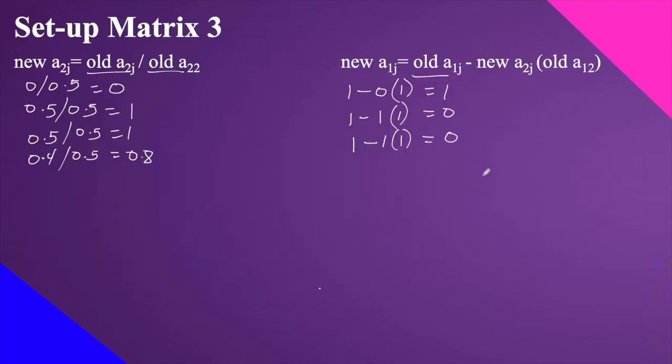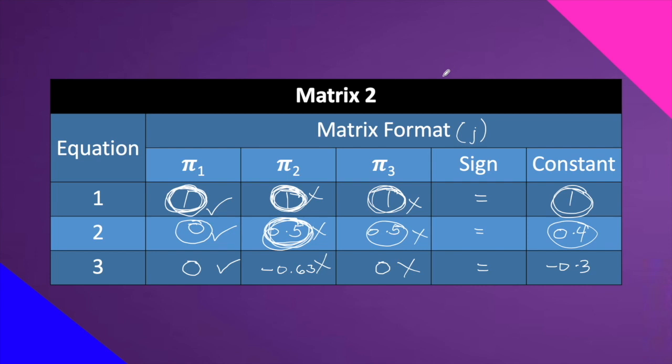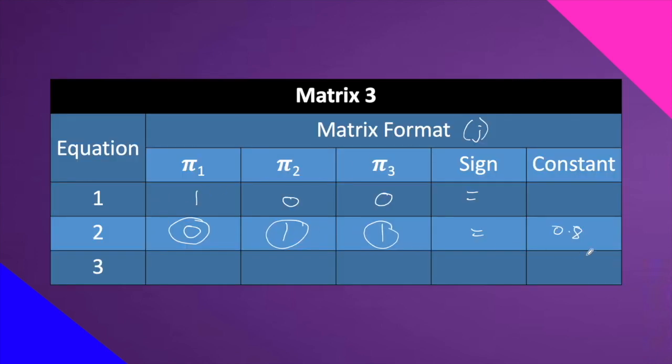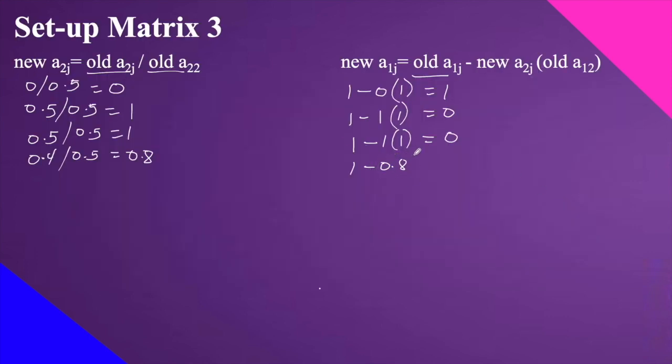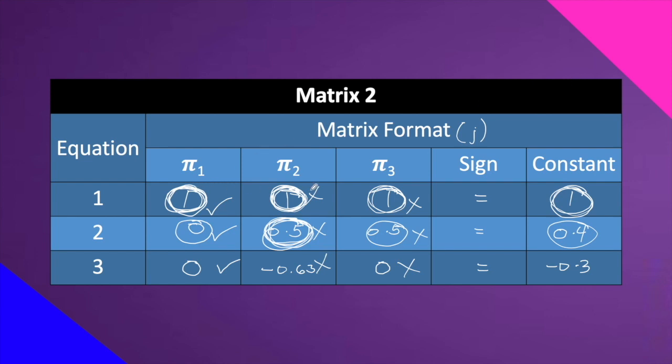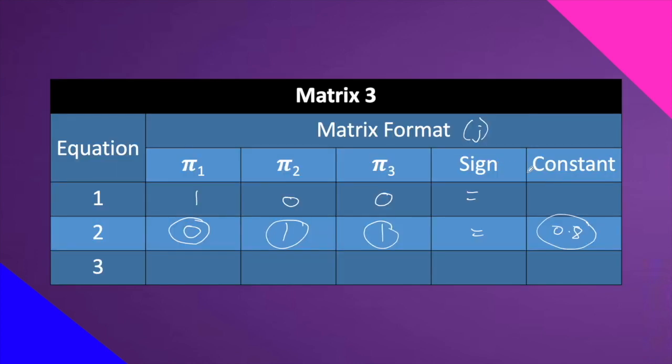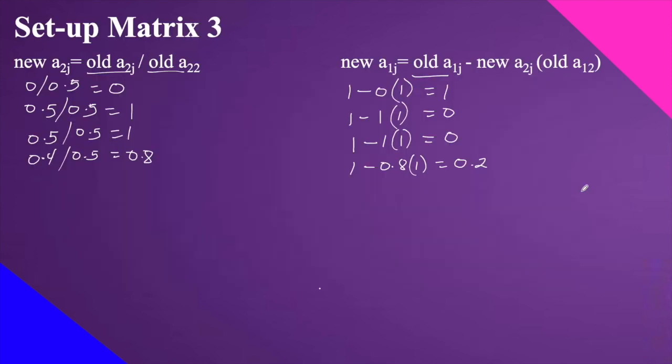Okay, so last na tayo. For our last one, old A sub 1J, or this is old A sub 1, 4. So, old A sub 1, 4, that is 1. So, let's write it here. 1 minus new A sub 2J. So, 2J. Ito, fourth na tayo no? 0.8. So, 0.8 multiplied to old A sub 1, 2. 1, 2. That is 1. Okay? So, 0.8 times 1 is 0.8. 1 minus 0.8, basically this is 0.2. Okay? So, that will be our answer dito sa cell na yan. 0.2.